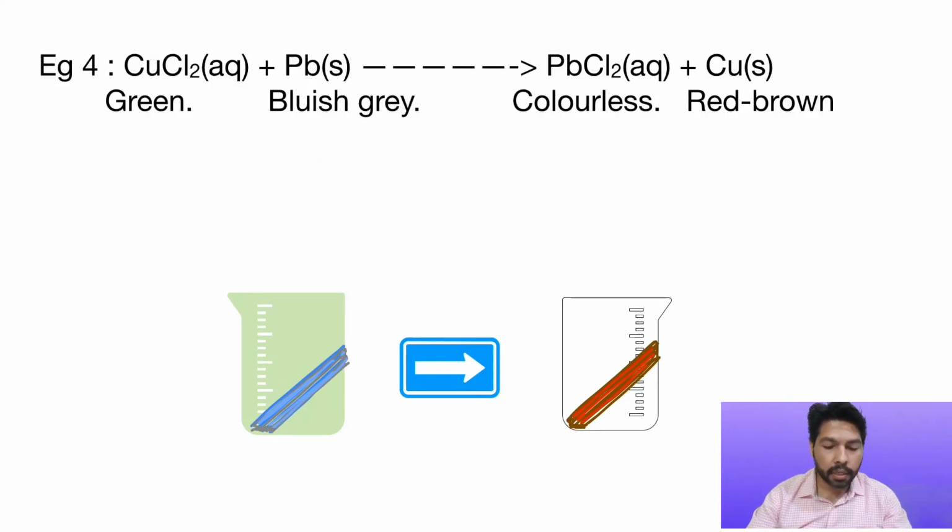Fourth example is the reaction between CuCl2 and lead. CuCl2 is green in color, as you can see here, and lead is bluish gray. Lead, being more reactive, displaces copper from its solution, forming lead chloride, which is colorless, and copper, which is red brown, as you can see in the picture below.